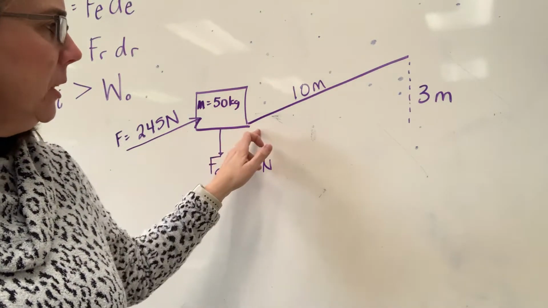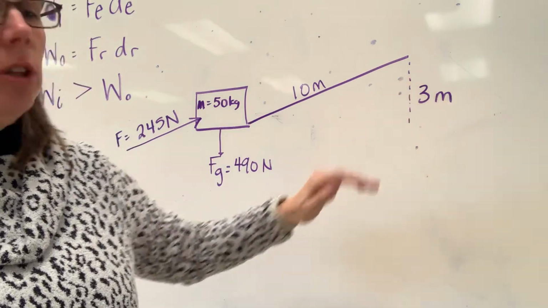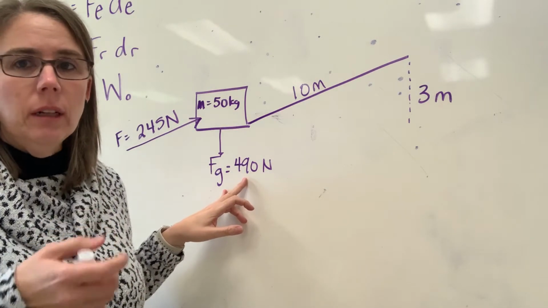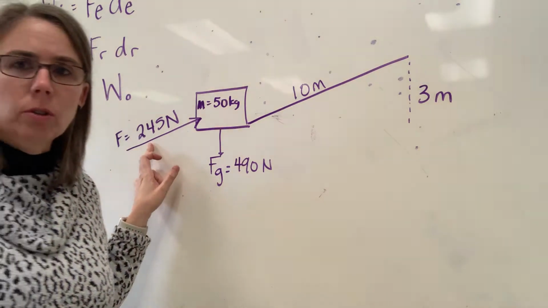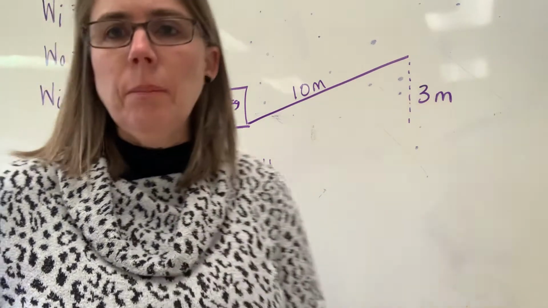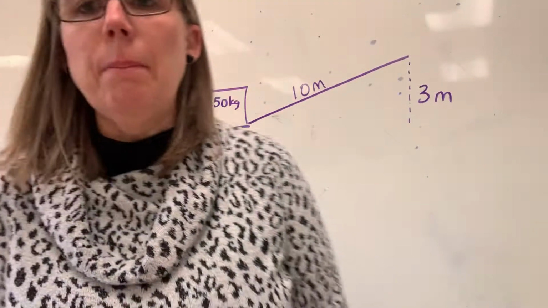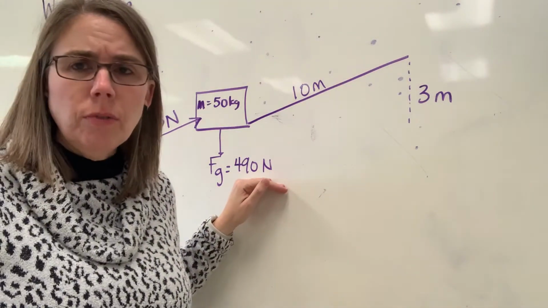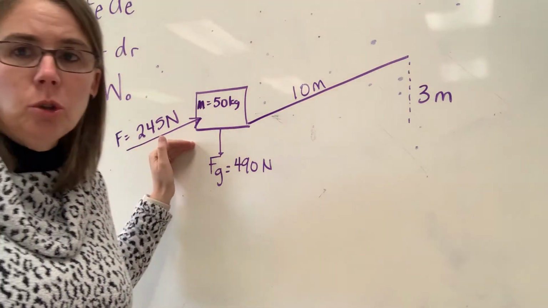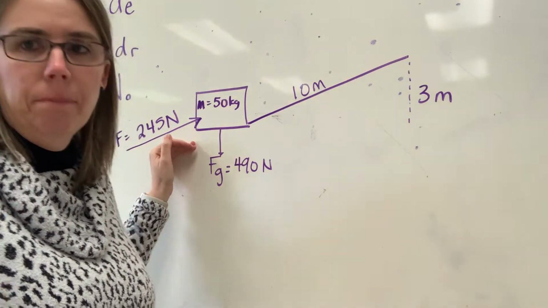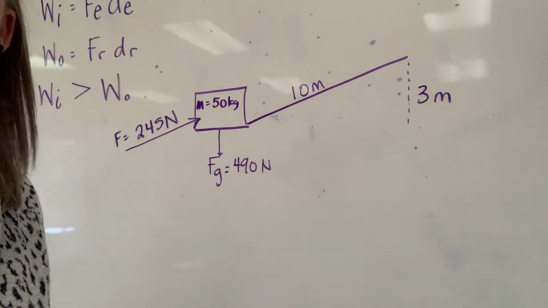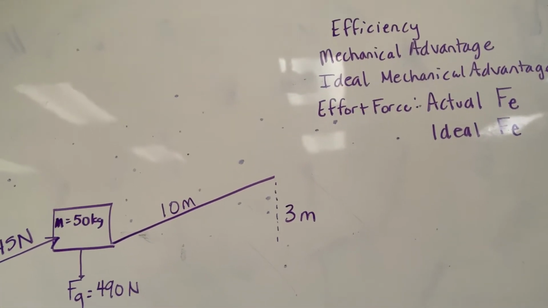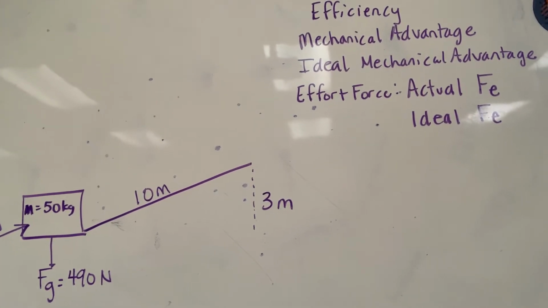However, I do have a machine. I have an incline plane. And so instead of needing to apply 490 newtons of force to lift it, all I'm going to do is push with 245 newtons of force. So what's the benefit of using this ramp? The benefit is, instead of applying 490 newtons of force, I only have to apply 245 newtons of force, okay?